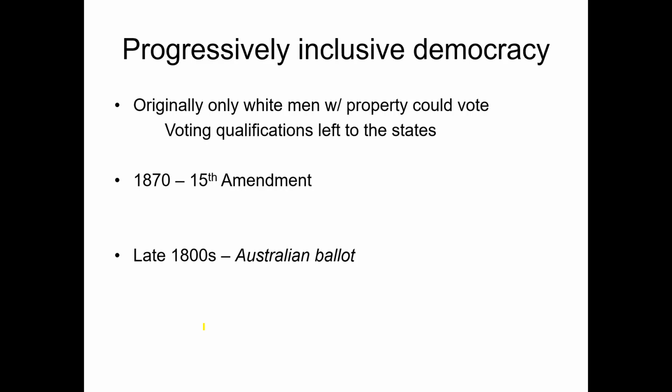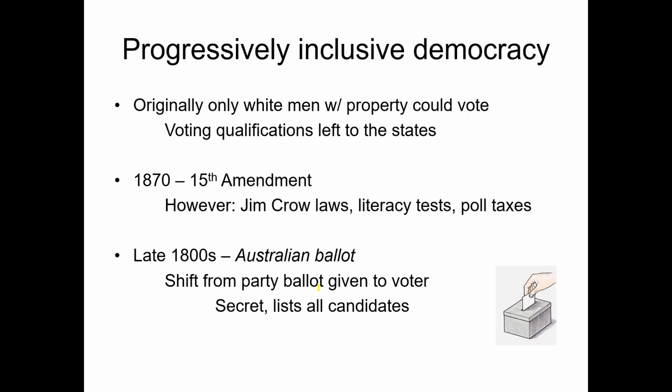In 1870, the 15th Amendment allowed voting for the former slaves. However, women were not yet allowed to vote. We've already talked about how, as we get into the late 1800s, segregation starts to increase, particularly in the South. We see Jim Crow laws, literacy tests, poll taxes, which are still restrictive of voting of former slaves, blacks, and minorities.